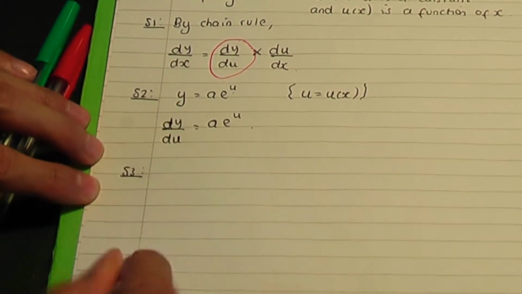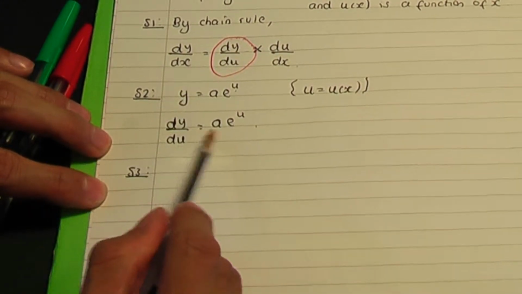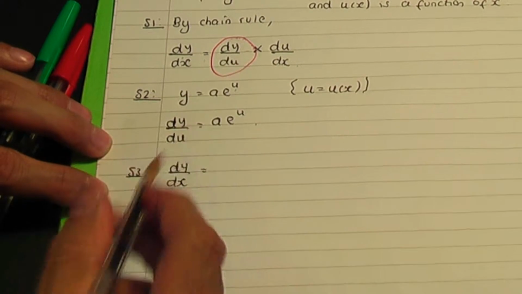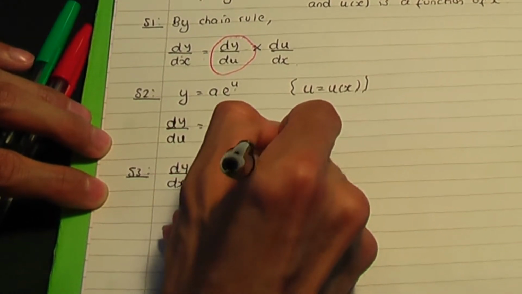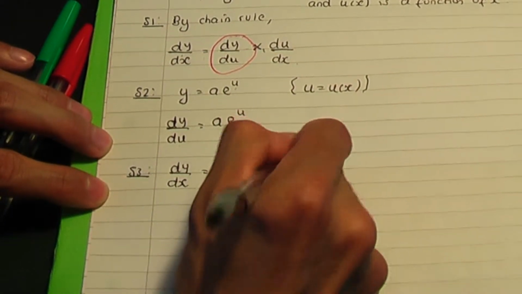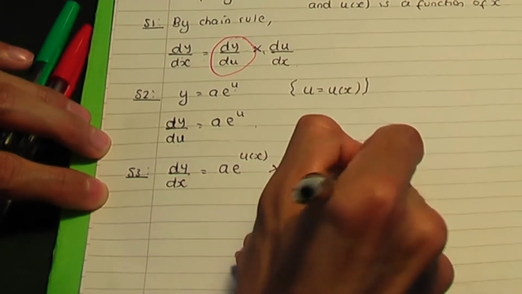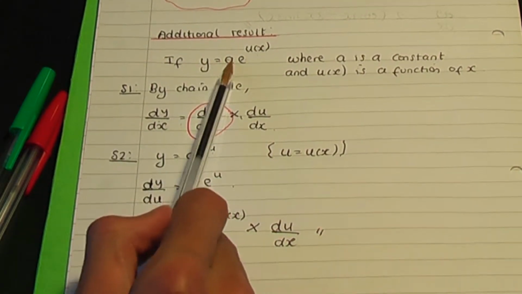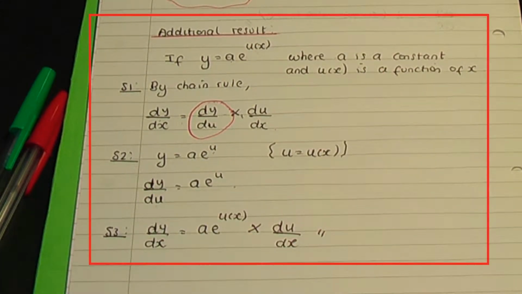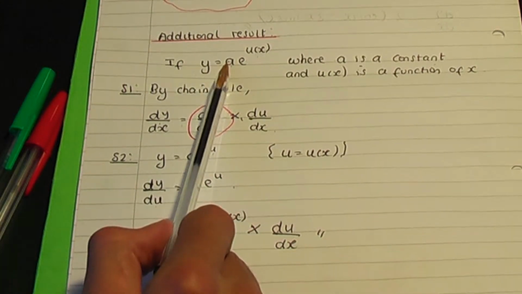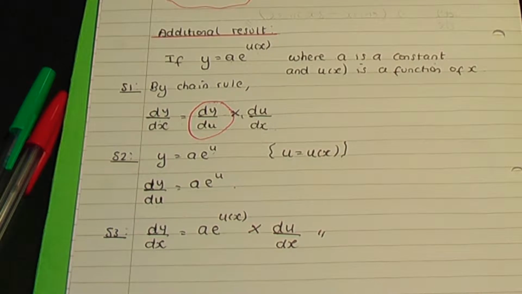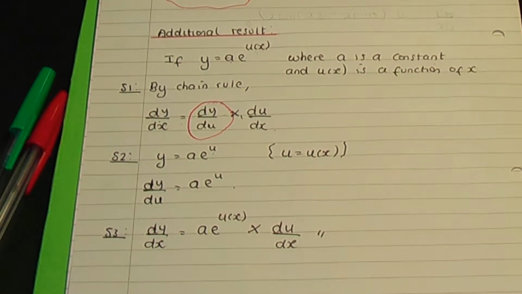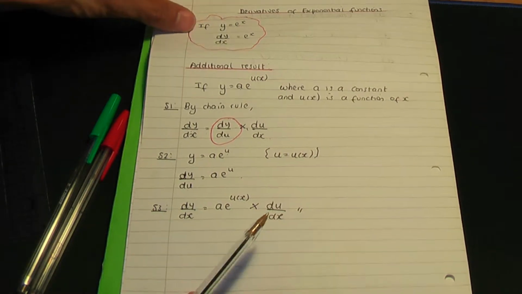And in the final step, step number 3, let me replace dy by du with our answer here, a e to the u. So dy by dx is equal to dy over du, which is a e to the power u, which is the same as u(x), multiplied by du over dx. Okay, so this is the result for the derivative of a e to the u(x), where a is a constant and u(x) is a function of x. So if a is a constant, then you can apply this chain rule related result. However, if a is not a constant, you may need to use the product or quotient rule.